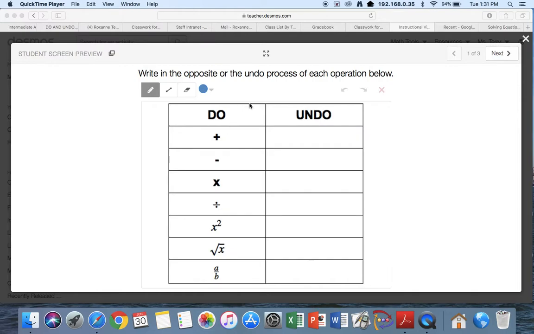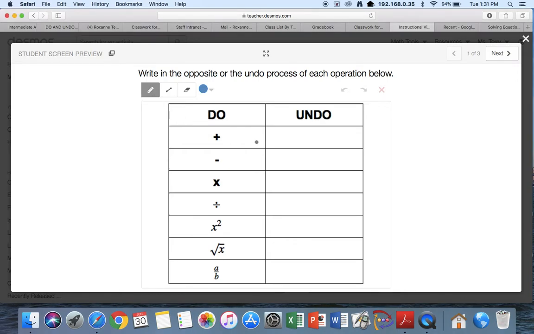This lesson is about using the do and undo method to solve equations. Before we get started with that, let's fill in what the undo is for these different operations. Remember, the undo means what's the opposite of what you see.